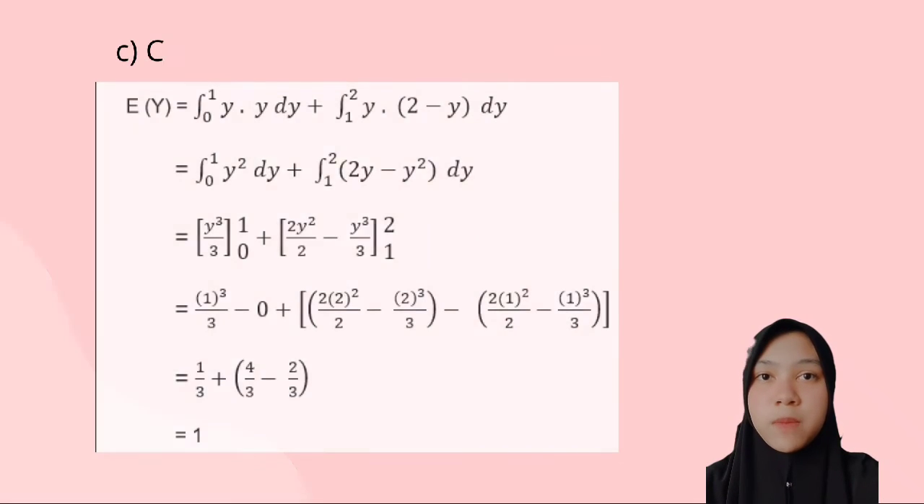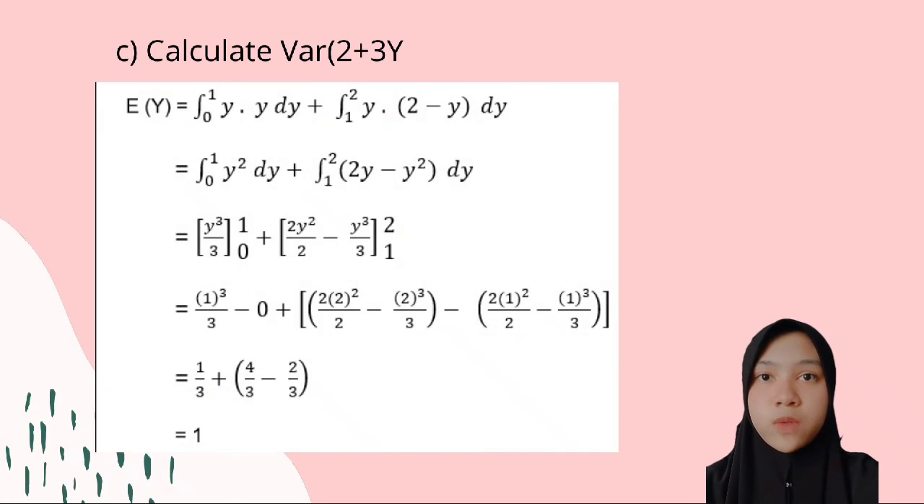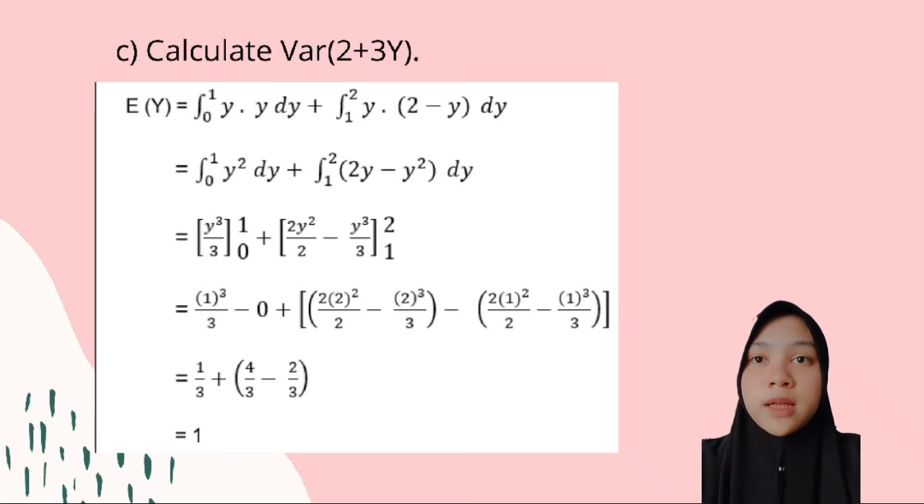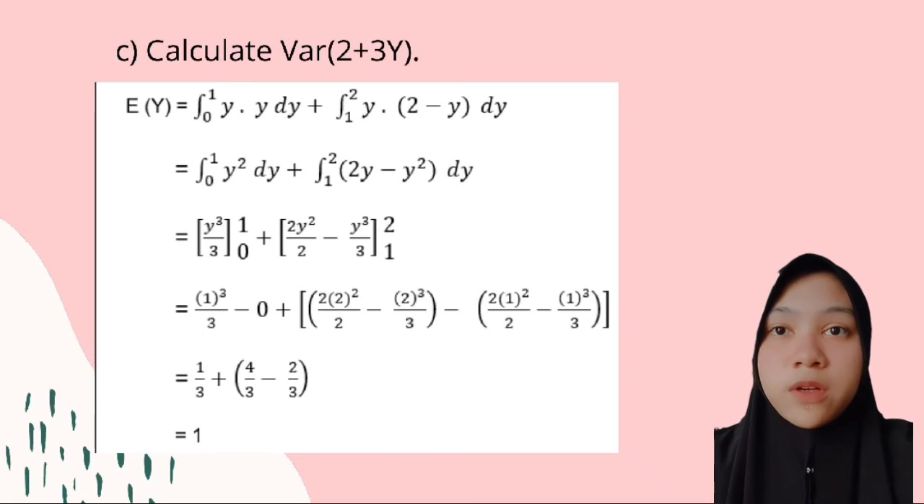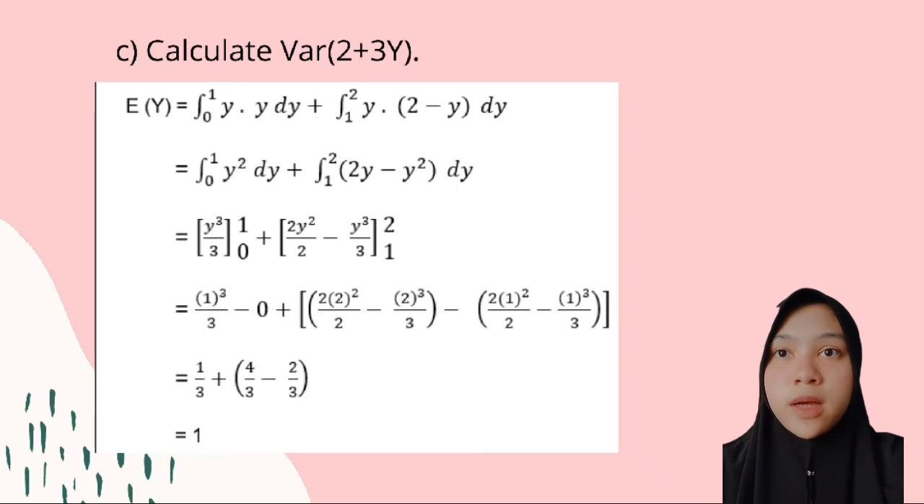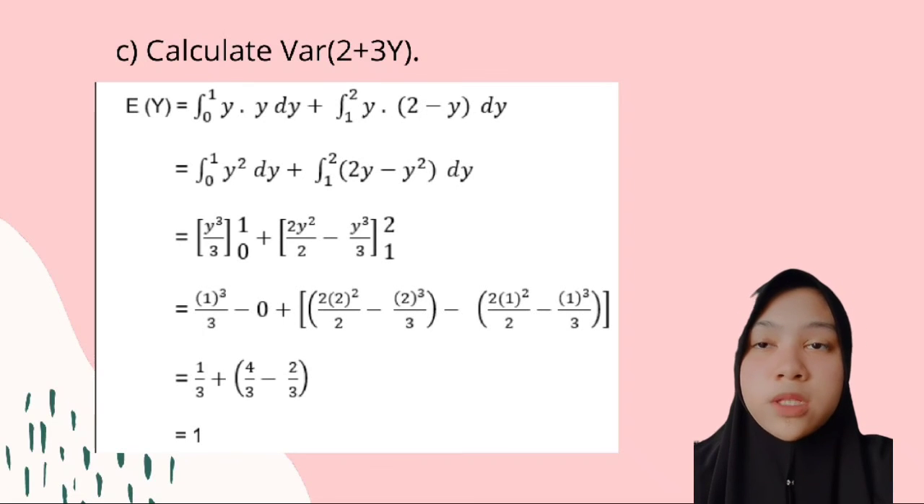Question C. Calculate the variance of 2 plus 3Y. We have to find the mean first. E(Y), which is the mean, equals the integral from 0 to 1 of y multiplied by y dy plus the integral from 1 to 2 of y multiplied by 2 minus y dy. After multiplying, we will get the integral from 0 to 1 of y squared dy plus the integral from 1 to 2 of 2y minus y squared dy. After integrating, we will get y cubed over 3 from 0 to 1 plus 2y squared over 2 minus y cubed over 3 from 1 to 2. Substituting, we get 1 cubed over 3 minus 0 plus 2 multiplied by 2 squared over 2 minus 2 cubed over 3, minus 2 multiplied by 1 squared over 2 minus 1 cubed over 3, equal to 1 over 3 plus 4 over 3 minus 2 over 3. We will get the answer 1.